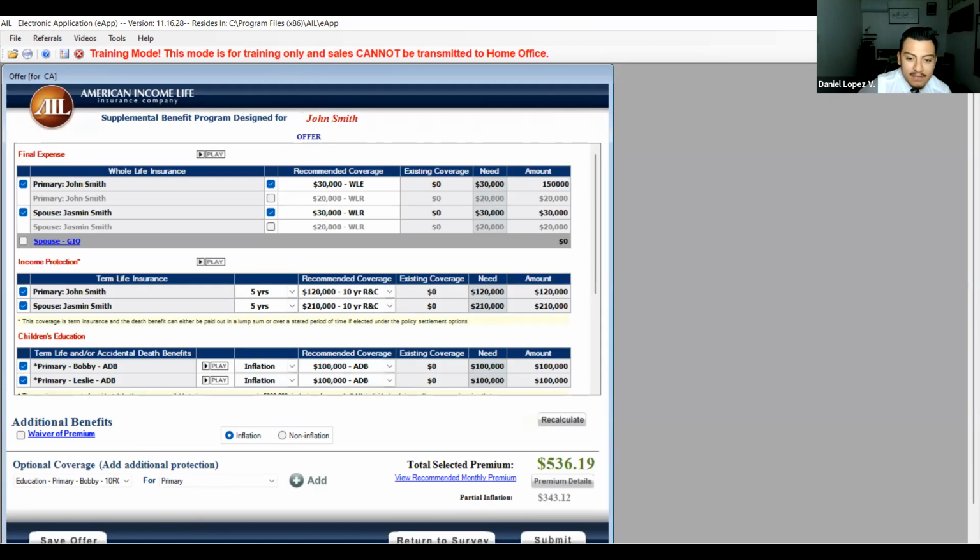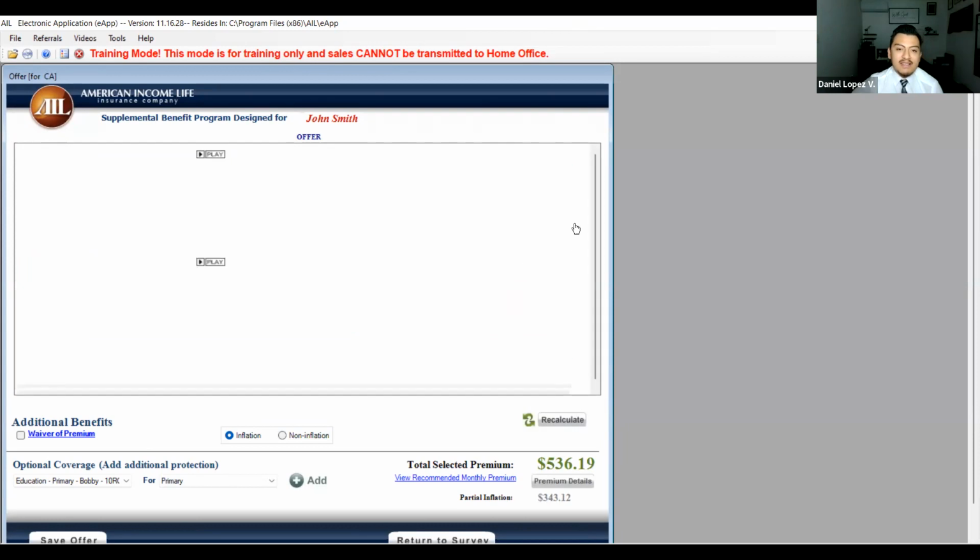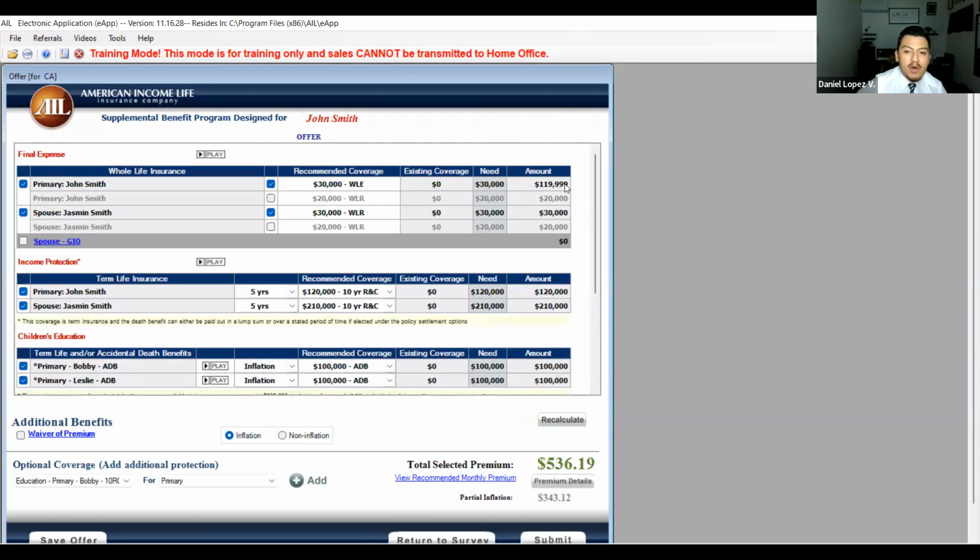150, it jumps to 119. It goes back to 119. So if you want to see how much a select life costs, you have to go to the super combo, so you have to press submit.